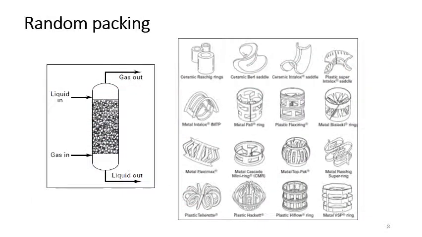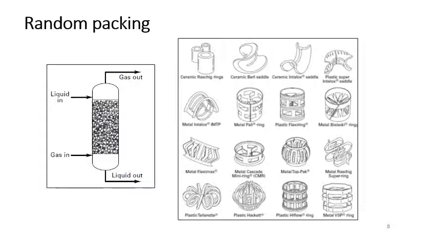Another option for absorption to facilitate mass transfer between the gas and liquid phases is to use packing instead of trays. So in a packed column, instead of having trays, what you have in place of the tray is the packing. The packing here can be either random or structured packing.